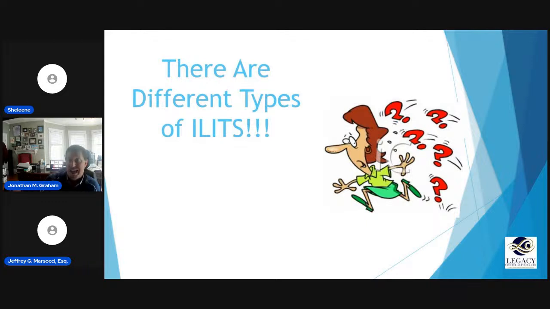And again, you've got to have that third-party trustee in charge so that the surviving spouse doesn't have access to that money, to create that wall of separation between the trust and the spouse.